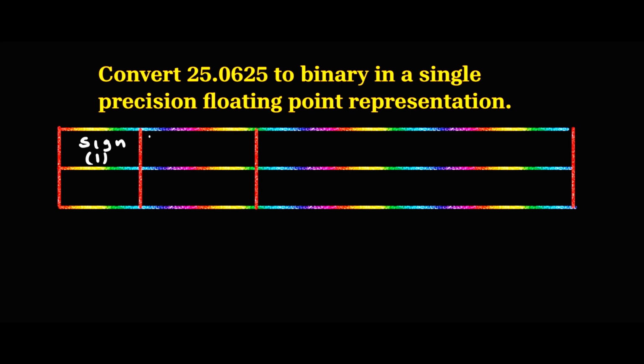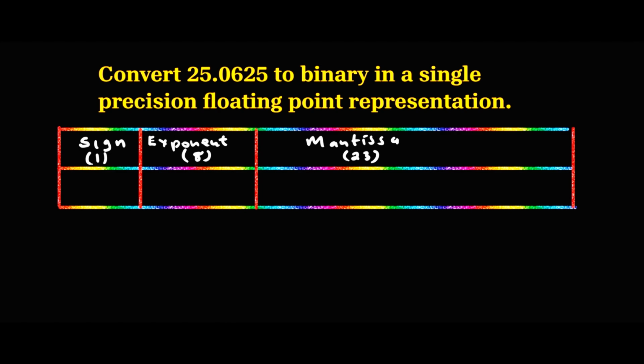And then the next column represents the exponent, and it requires 8 bits. And then the next one represents what we call the mantissa, which requires 23 bits. So if you add the three, 1 plus 8 plus 23, it is 32 for a single precision floating point representation. So let us find the values that we're going to use to fill this table.